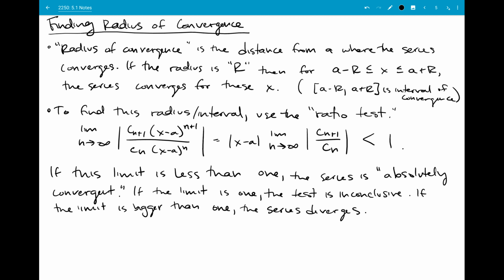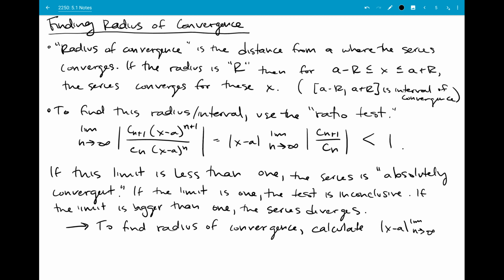And I think this is the sort of thing that you've learned in the past, but I feel like using this test can still be a little bit confusing to people. So I just want to make sure that we're clear on the steps to do it. So to find the radius of convergence, calculate |x minus a| times the limit as n goes to infinity of c_{n+1} over c_n. So just calculate this thing right here.